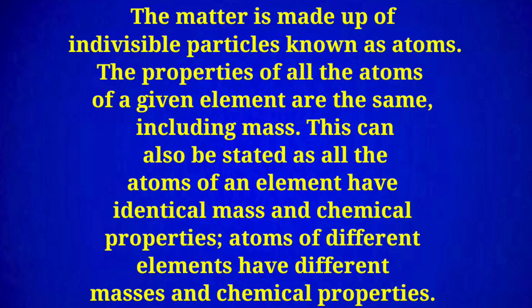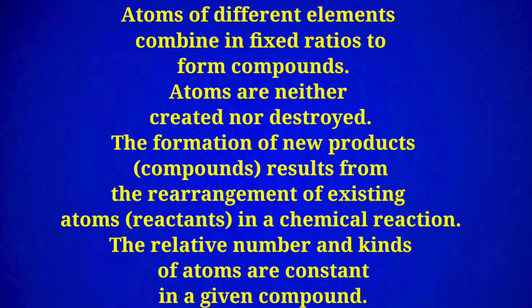Matter is made up of individual particles known as atoms. The properties of all the atoms of a given element are the same, including mass. This can also be stated as: the atoms of an element have identical mass and chemical properties. Atoms of different elements combine in fixed ratios to form compounds. Atoms are neither created nor destroyed. The formation of new products or compounds results from the rearrangement of existing atoms in a chemical reaction.